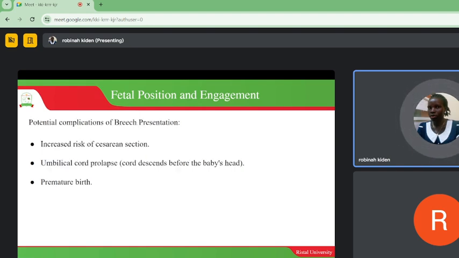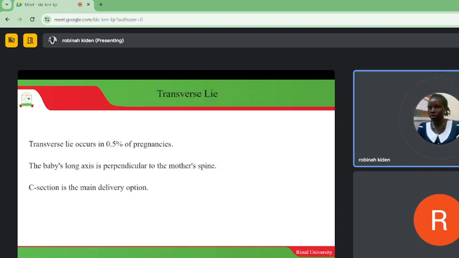Potential complications of breech presentation. There is increased risk of cesarean section. Umbilical cord prolapse can occur because the presenting part is ill-fitting in the pelvis, so the cord may end up escaping. Then premature birth can also happen. Transverse lie occurs in 0.5% of pregnancies. The baby's long axis is perpendicular to the mother's spine, and C-section is the main delivery.